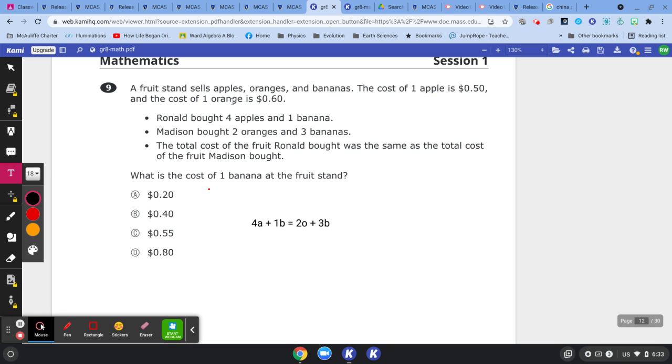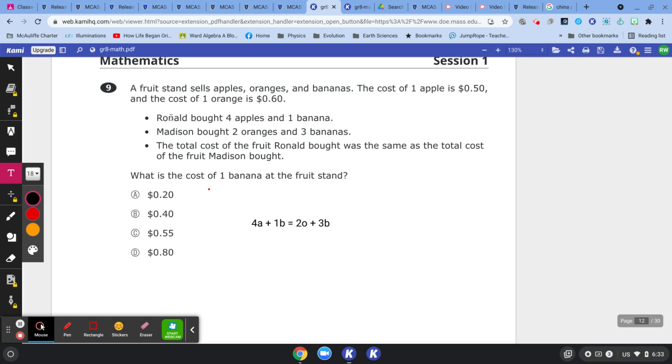Let me back up. We've been told the price of apples and the price of oranges, but not bananas. So I imply that we're going to be trying to find the cost of bananas. And in fact, that is what we're trying to find: what is the cost of one banana at the fruit stand?